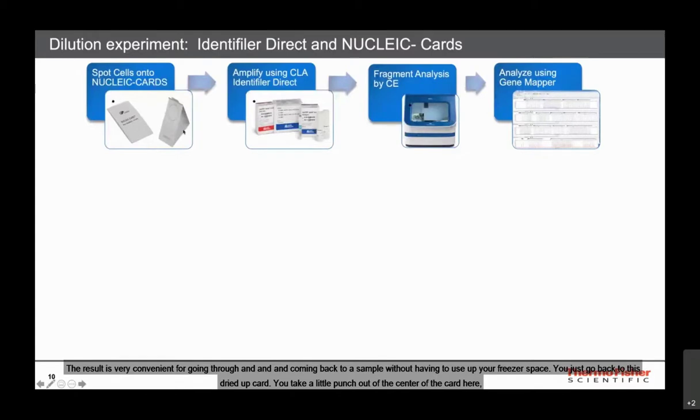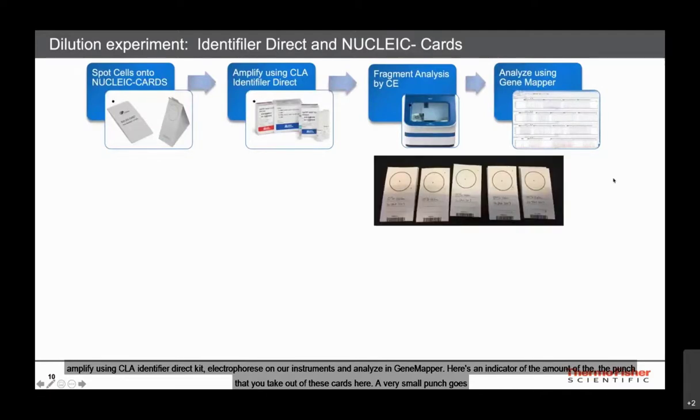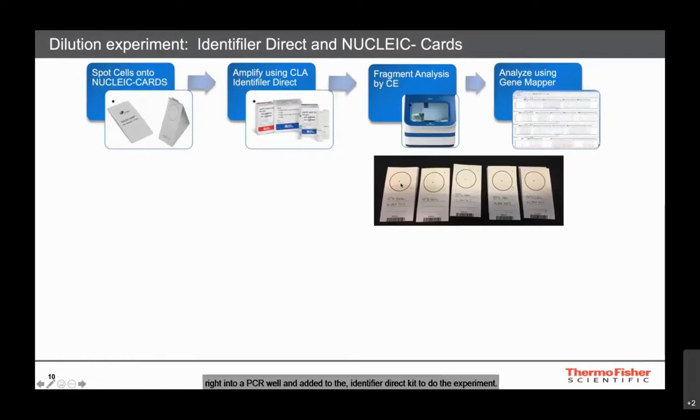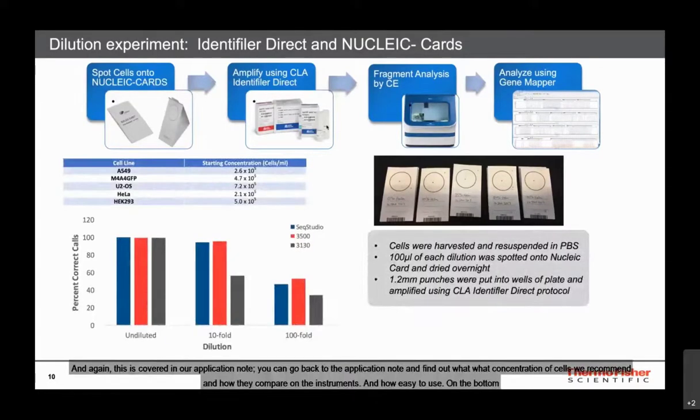You just go back to this dried up card. You take a little punch out of the center of the card here. You amplify it using the CLA Identifier Direct Kit, electrophoresis on our instruments, and analyze using GeneMapper. Here's an indicator of the amount of the punch that you take out of these cards here. A very small punch goes right into a PCR well and added to the Identifier Direct Kit to do the experiment. And again, this is covered in our application note.